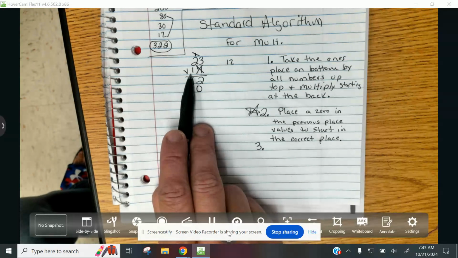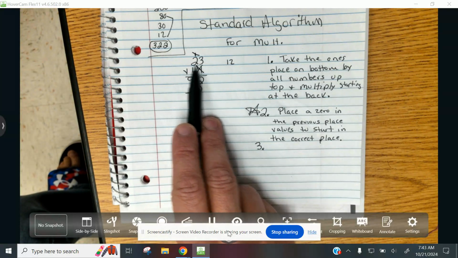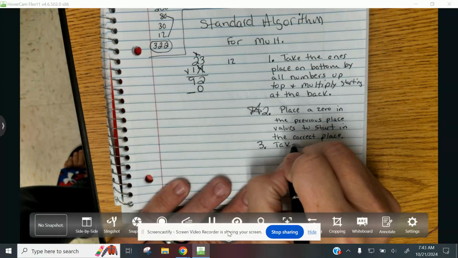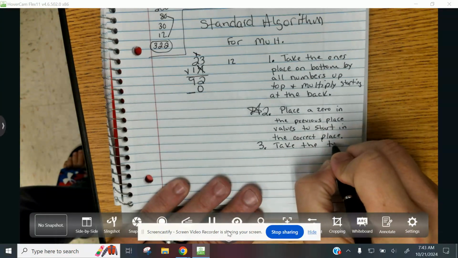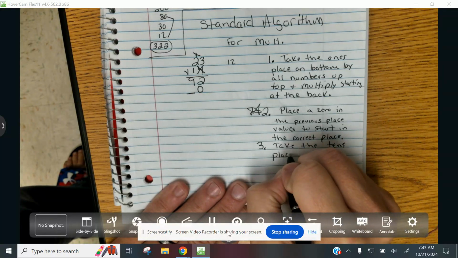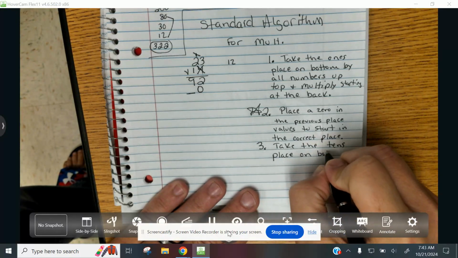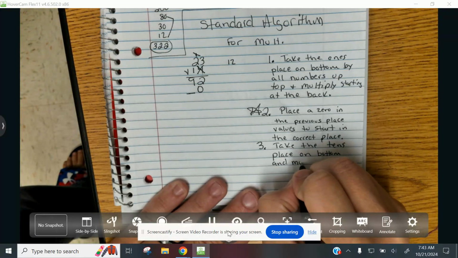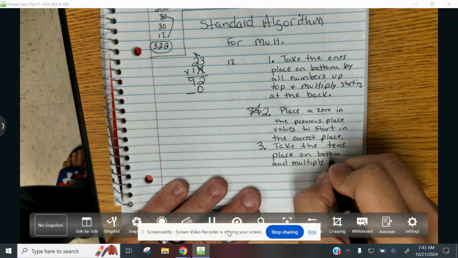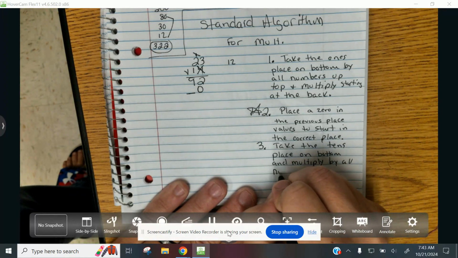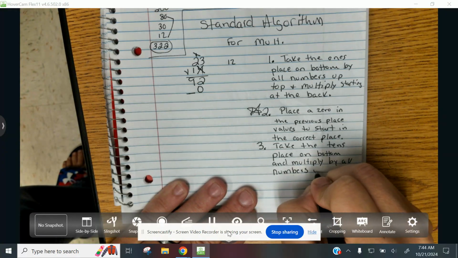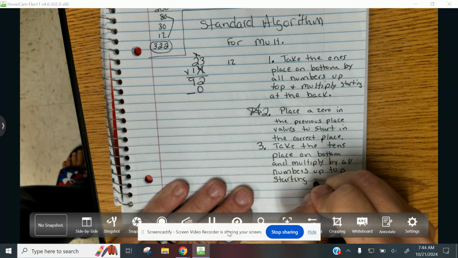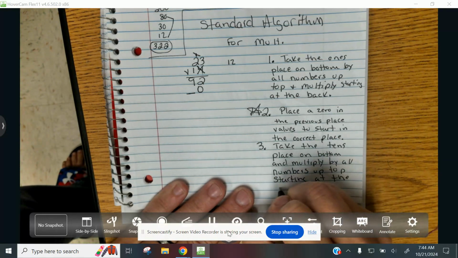Now we have to do the ones and multiply him by everything up top. The rule is going to be the same as rule 1, except watch this. It's going to say take the tens place on bottom and multiply by all numbers up top starting at the back.